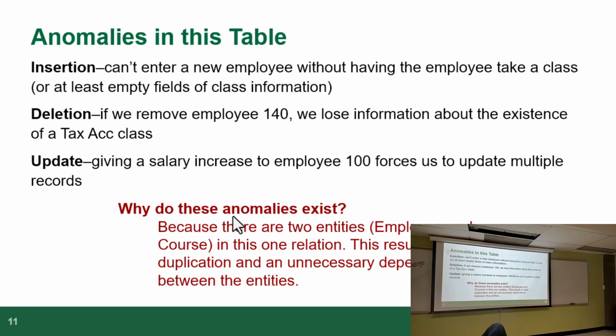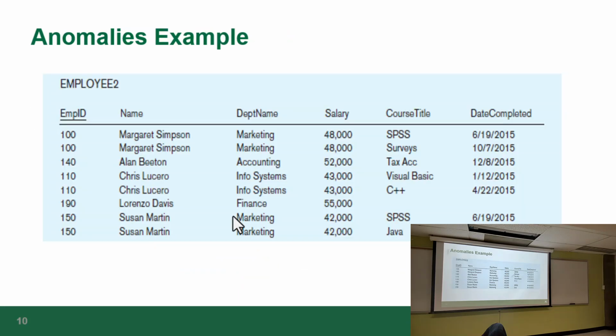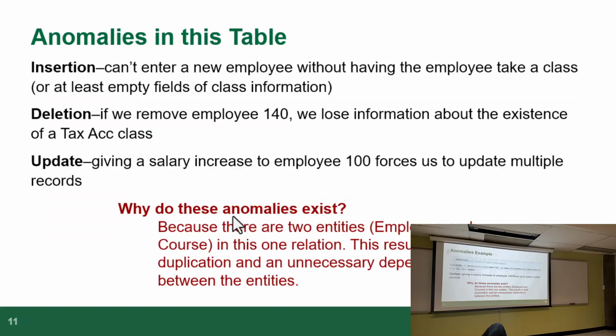Insertion. We can't add a new employee without having the employee take a class, or at least leaving empty fields of class information. So when we add a new employee, we have to add a course. The stupid thing is, if the employee takes another course, we have to add the employee a second time also. So we end up repeating rows of data. We can only ever have one employee that didn't take any training. Lorenzo here, right? Because he's got blanks, but we can't really have another person with blanks. Well, we could have one person with blanks as long as their name isn't repeated elsewhere. It gets a little wonky.